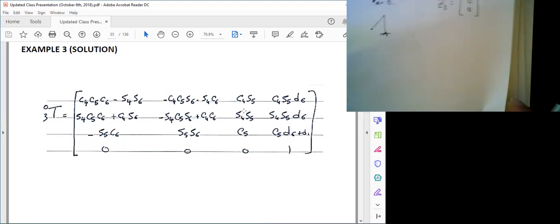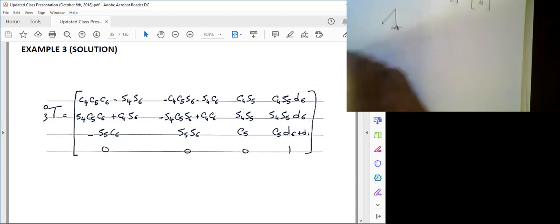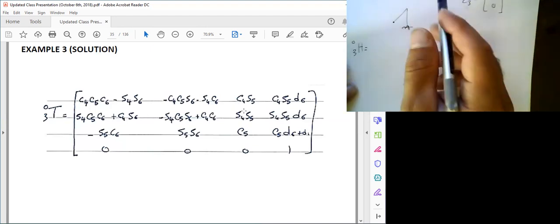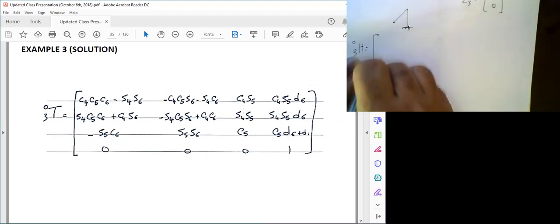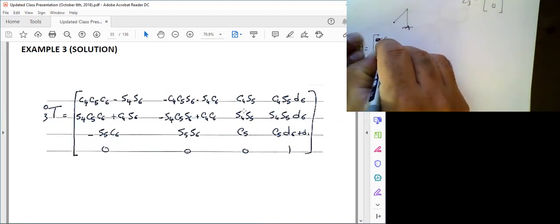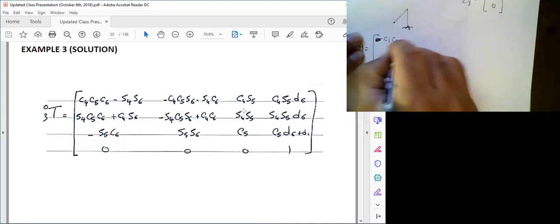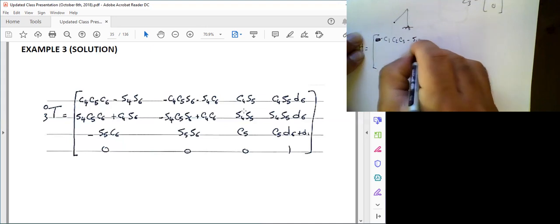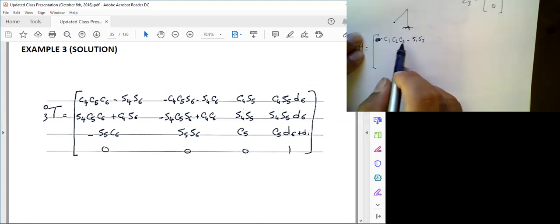What I'll do is let me remap this, just to avoid any confusion. Let me write that as H03. So if I do the homogeneous transformation, if I actually do this array, I'm going to end up with cosine. Let me just write it like that. C1, C2, C3 minus S1, S3, right? This is the first entry.